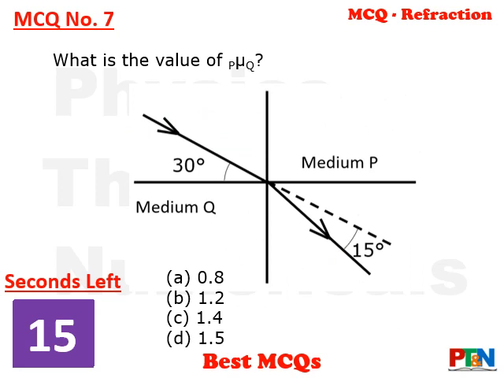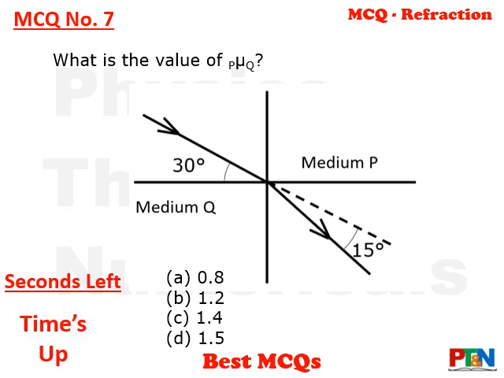Next MCQ. From the ray diagram, find out the value of P mu Q, refractive index of Q with respect to medium P. You are given some angles. You have to calculate the refractive index of Q with reference to medium P. Your option for 15 seconds starts now. Time's up. Let's see the answer.